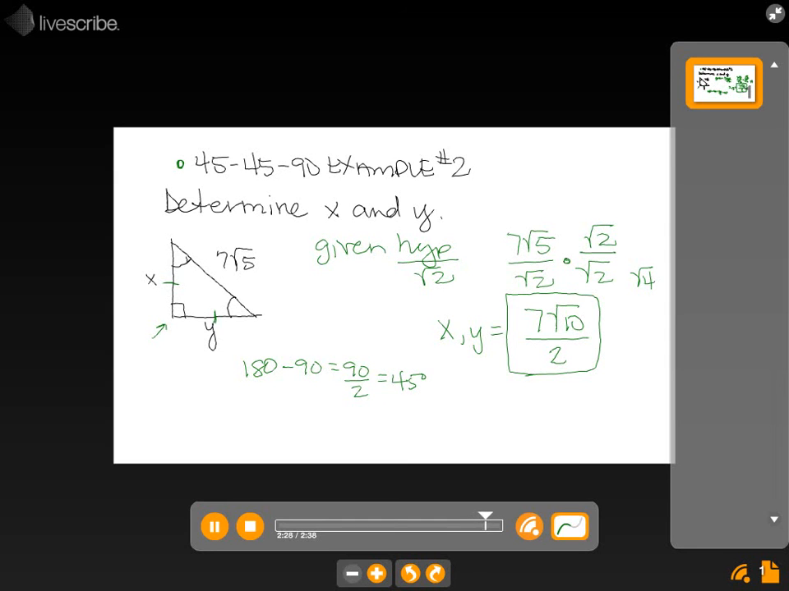Now, that's an example of a 45, 45, 90 triangle where we're given the hypotenuse. If you have any questions, either rewatch this short video or go back and rewatch the video on 45, 45, 90 triangles.